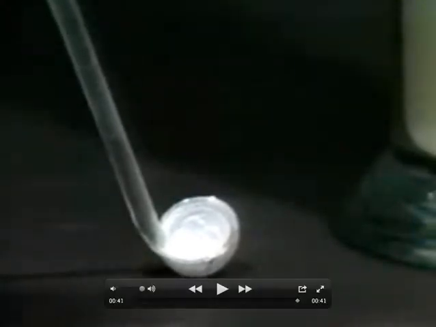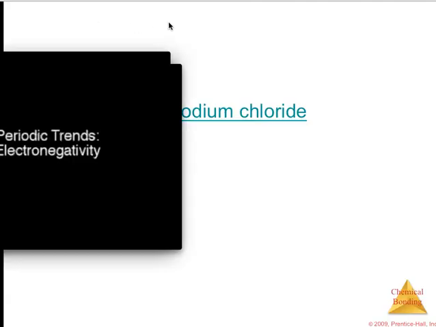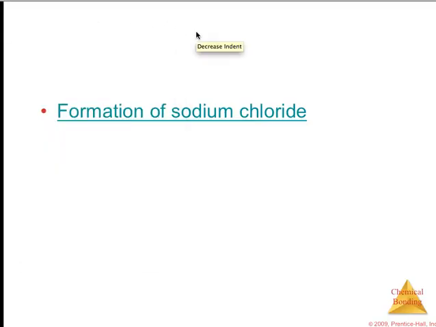I like how they say the exothermic reaction. A little bit. Do you see all that energy released?